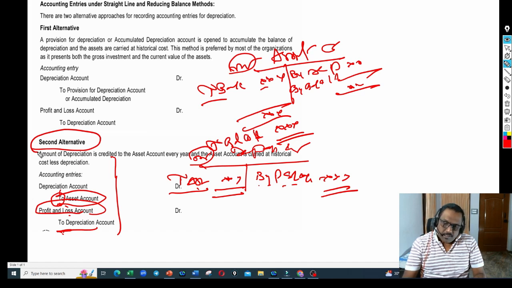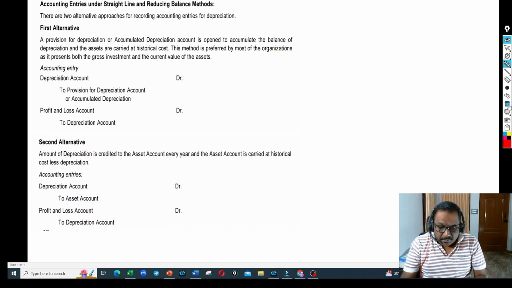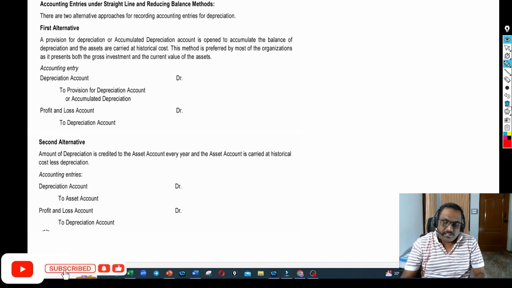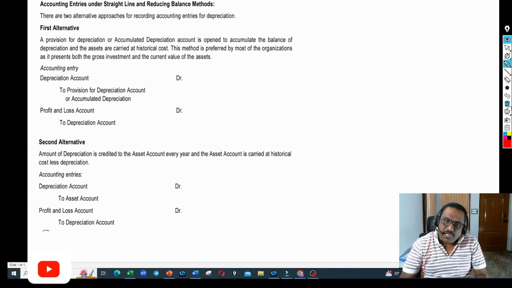Very clear? So these are the important points you need to keep in mind while preparing the journal entries. And once you prepare the journal entries, how these things are going to be shown in the ledger is also explained in this.